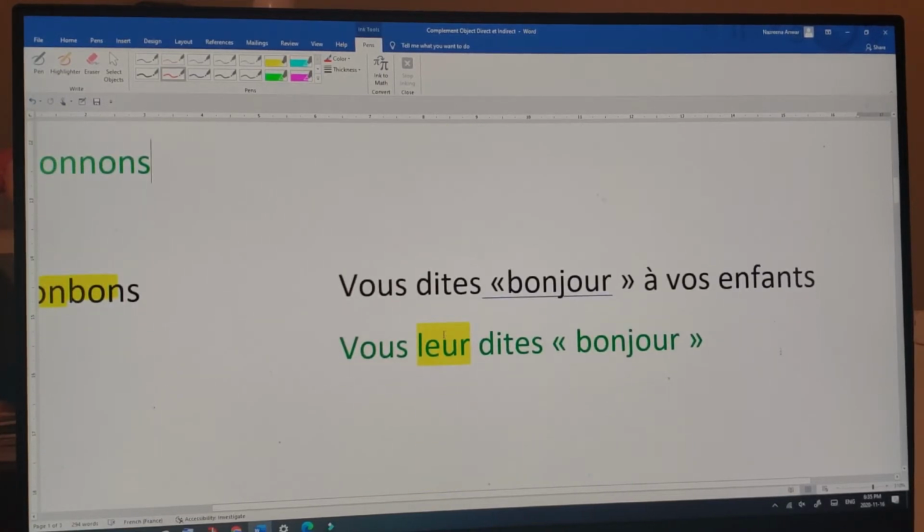Okay. One more example. Vous dites bonjour à vos enfants. You are saying hello, good day to your children. You are saying good day to whom? If you want to find out whether vos enfants is a direct or indirect object, you ask the question à qui. Vous dites bonjour à qui? So vous leur dites bonjour.